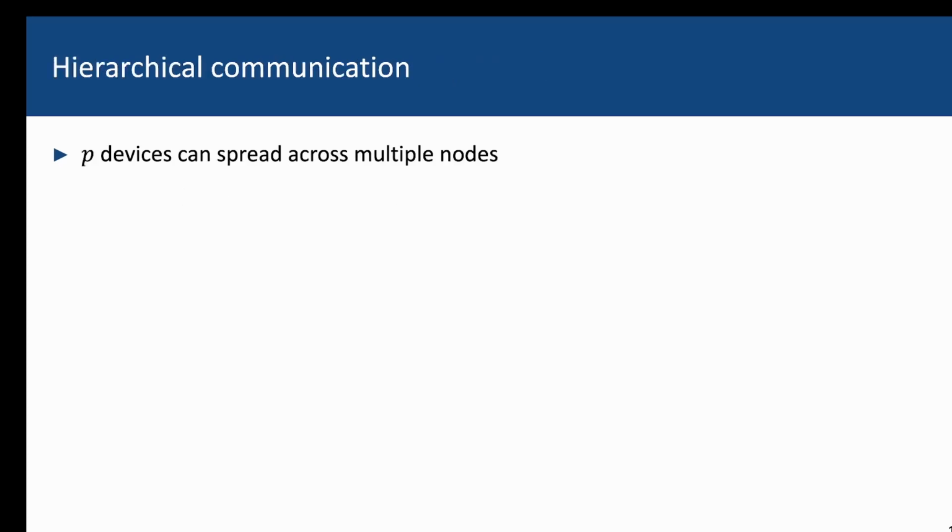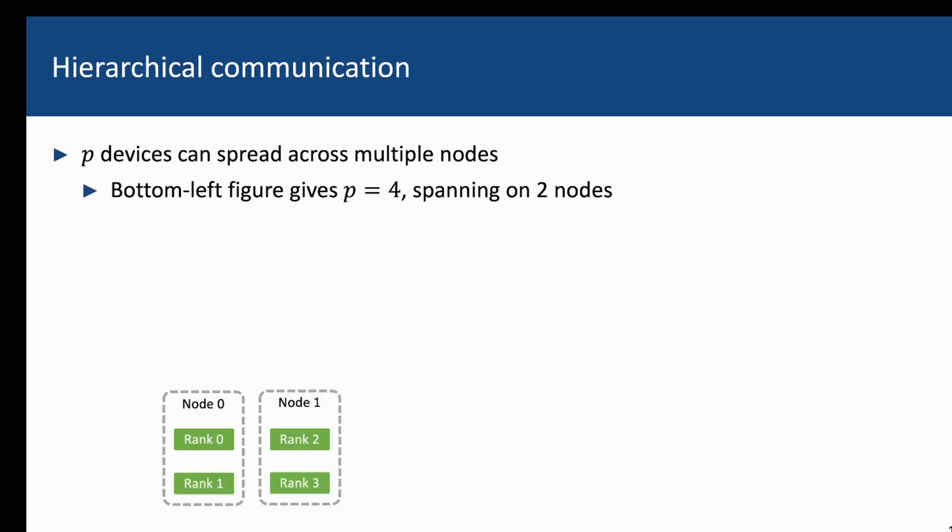The next component in MiCS is called hierarchical communication. Assume we partition the model states onto P devices. These P devices can span across multiple nodes. Below, assume P equals 4 and each node has 2 devices. Assume a ring-based vanilla collective communication among these 4 devices. The data transmitted across 2 nodes is (P minus 1) divided by P times M, shown in the graph, and P is equal to 4 in this case. M is the message size.